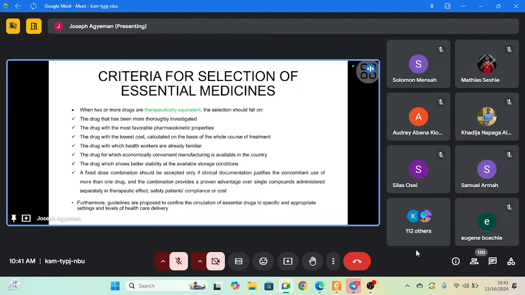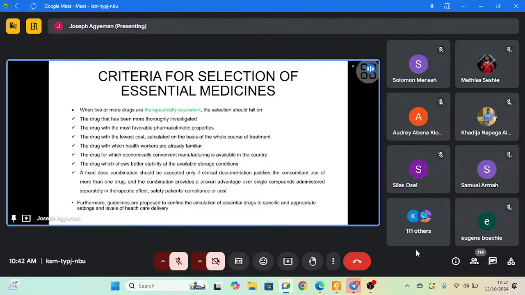Won't that contribute to cost? Because by producing the 2 in 1 tablet, won't it be more expensive than going to buy the 2 separately? If it's going to increase the cost, then you shouldn't select a fixed dose combination into the list. If it's going to improve efficacy, select.